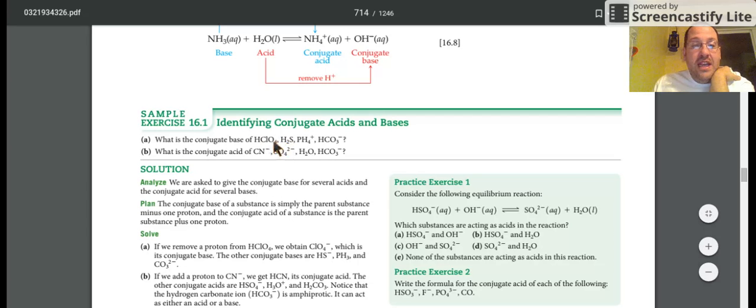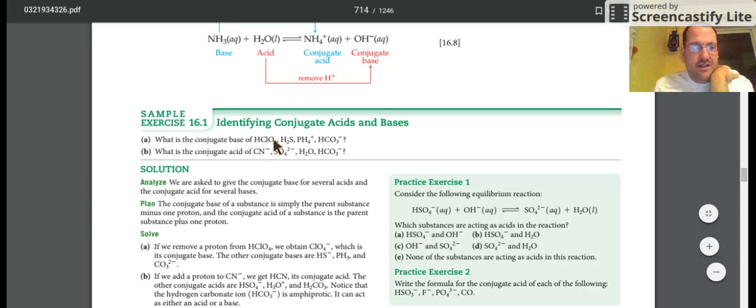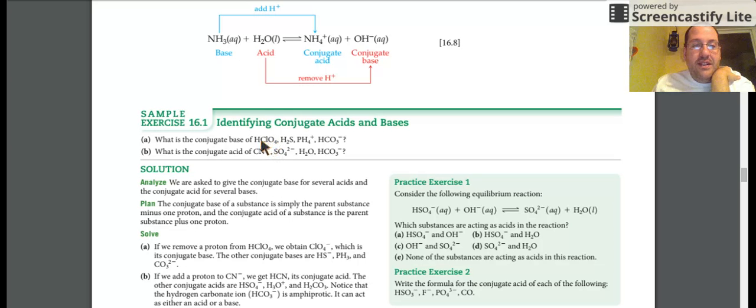So the conjugate base is going to be that without the hydrogen ion. So that makes that the hypochlorate, or sorry, the perchlorate ion.